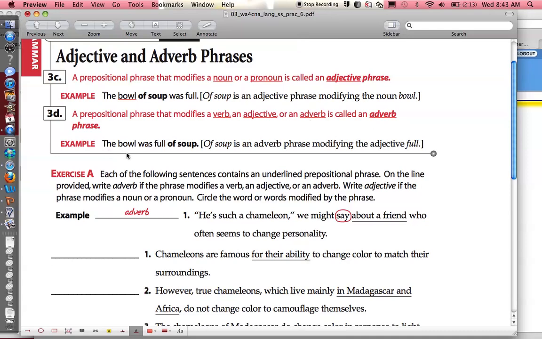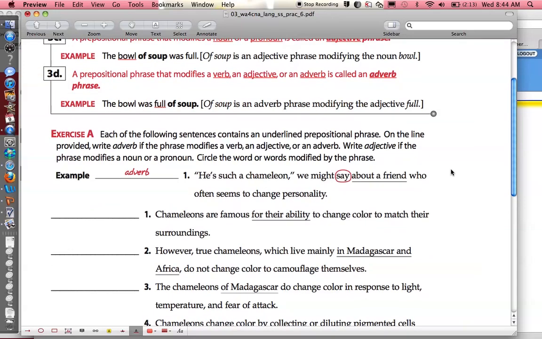That's a little tip. Prepositional phrase that modifies a verb, an adjective, or an adverb called an adverb phrase. The example, the bowl was full of soup. Of soup is modifying the word full. Full, we know, is an adjective. It's a predicate adjective modifying the word bowl. So let's do the practice exercises.